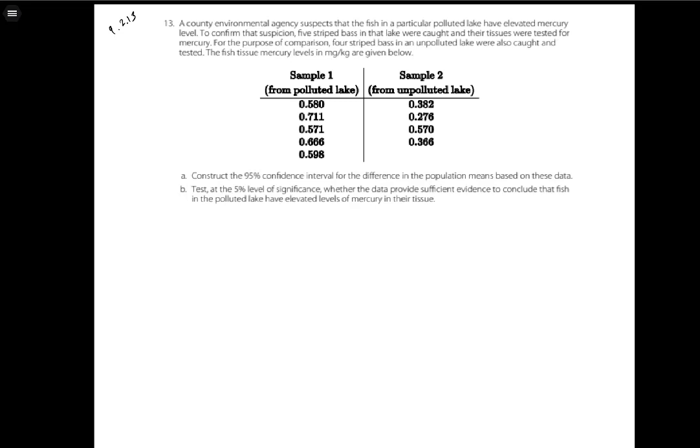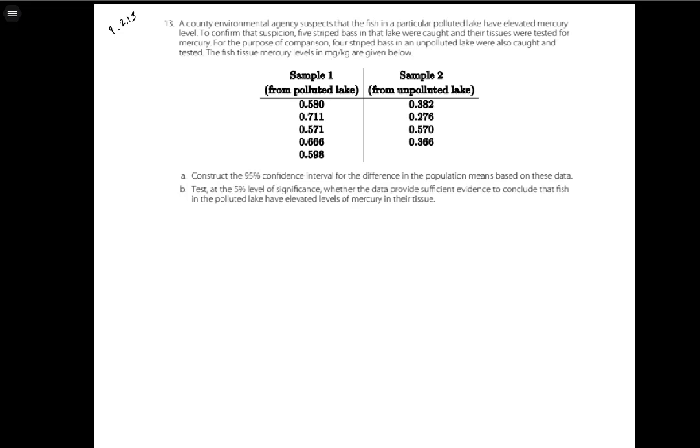A county environmental agency suspects that the fish in a particular polluted lake have elevated mercury levels. So we're going to look at a difference, something that's current and something that's more than that. To confirm that suspicion, 5 striped bass in that lake were caught and their tissues were tested for mercury. For the purpose of comparison, 4 striped bass in an unpolluted lake were also caught and tested. The fish tissue mercury levels in milligrams per kilogram are given below.